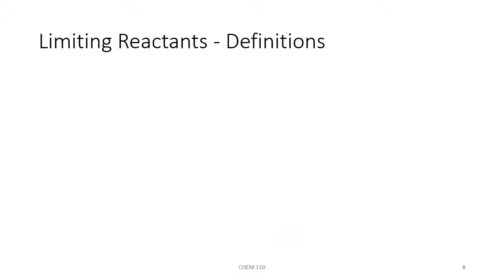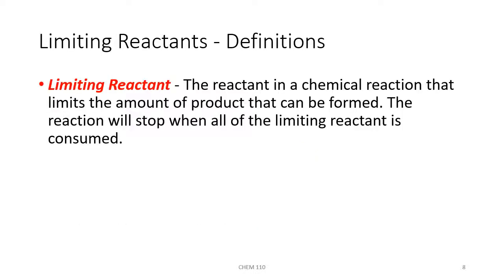First, we're going to look at a couple definitions. A limiting reactant in a chemical reaction will be the reactant that actually limits the amount of product that can be formed. The reaction will stop when all of the limiting reactant is consumed. We can't make more product than the limiting reactant will allow us to.